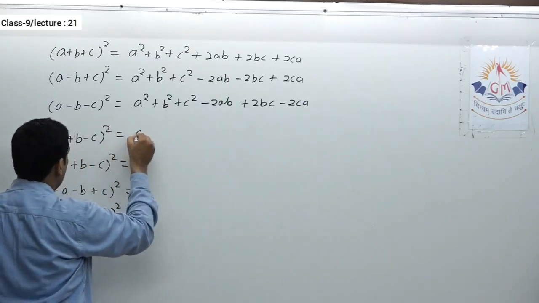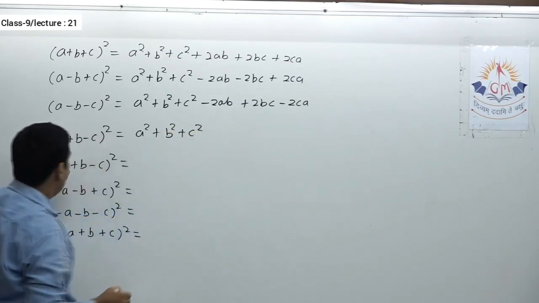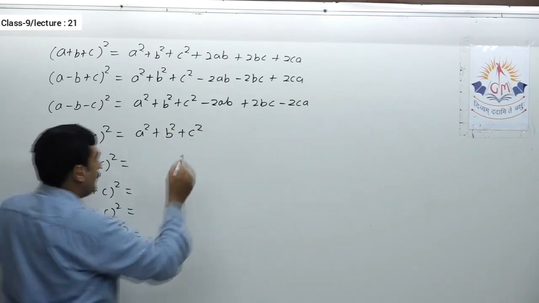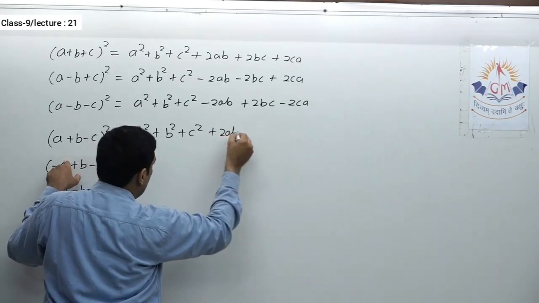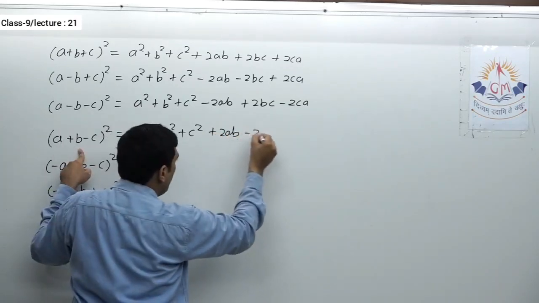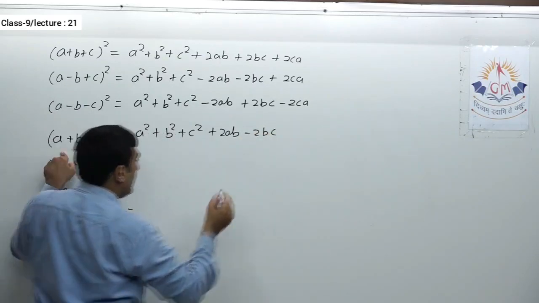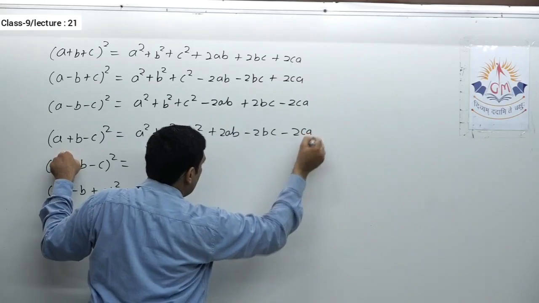Now again here a square plus b square plus c square. Now for 2ab, both are positive, so I write plus 2ab. Now when I multiply these two, one is negative, so minus 2bc. And then when I multiply the first and last, again one is negative, so minus 2ca.